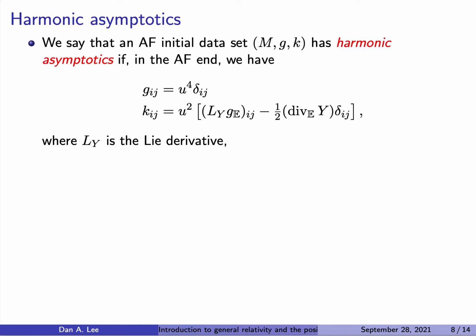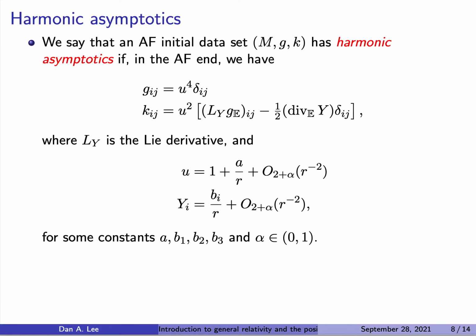So L sub Y is the Lie derivative, and the u and Y have to have sort of nice asymptotics. So these are asymptotics that are similar to the asymptotics for harmonic functions. That's where these decay rates come from. So u is just going to be 1, so that makes sense. It should be close to 1 at infinity. But then the next term of decay is some constant over r, and then plus lower order terms that decay like r to the minus 2. And Y sub i, same thing, some constant over r plus terms that decay like r to the minus 2.